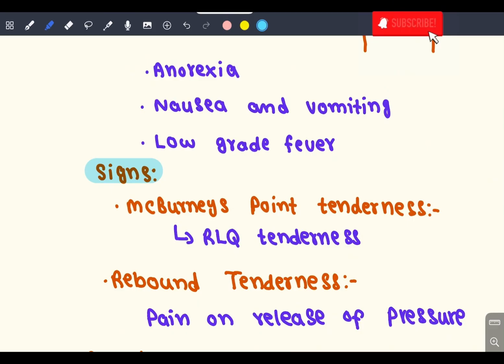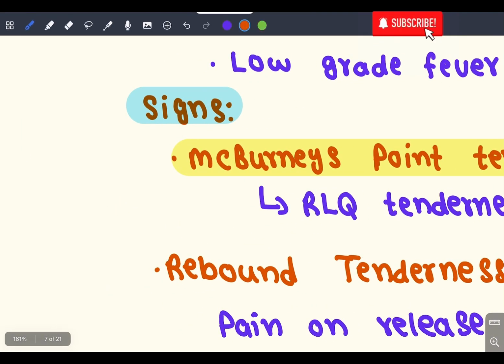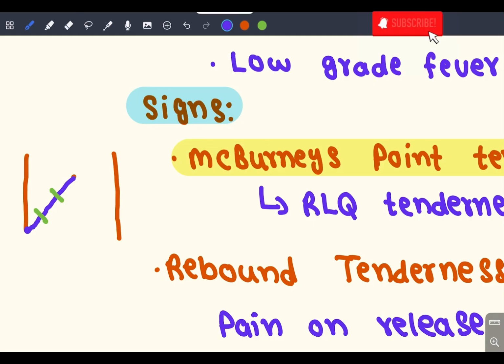First of all, we have a sign that is called McBurney point tenderness. We have a point that is called the McBurney point. So what is actually the McBurney point? Let's say this is the abdomen, this is the umbilicus, and this is the anterior superior iliac spine. If we go from the umbilicus toward the anterior superior iliac spine and divide this part into three parts, the point that is marked by the red is the McBurney point. So this is the McBurney point here.